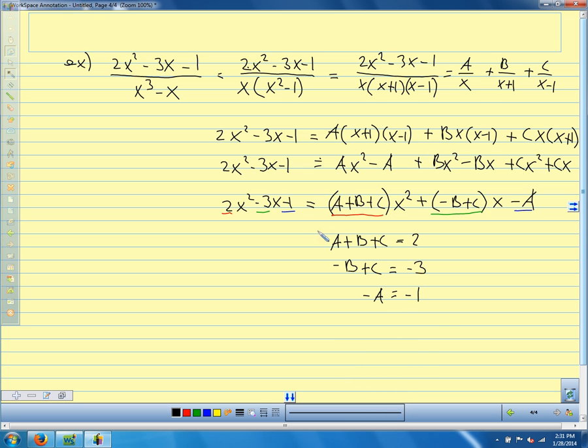So this tells me this is my system of equations. So this tells me that a equals 1. And from this one I can figure out that c equals negative 3 plus b.